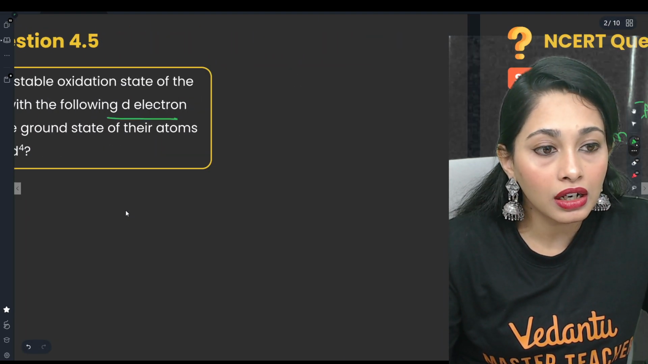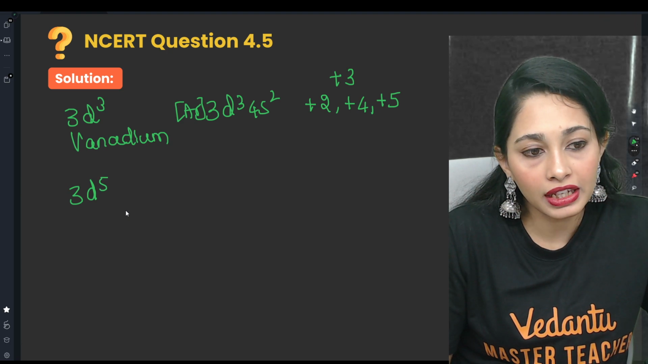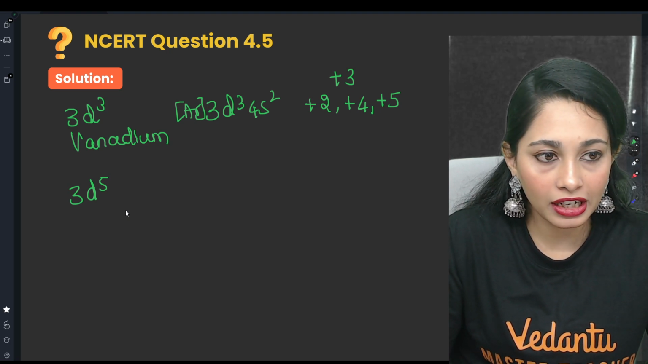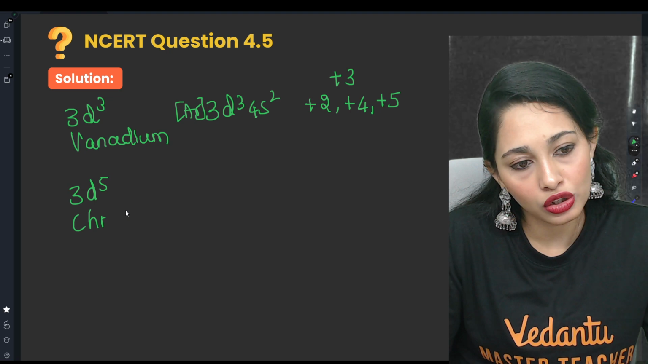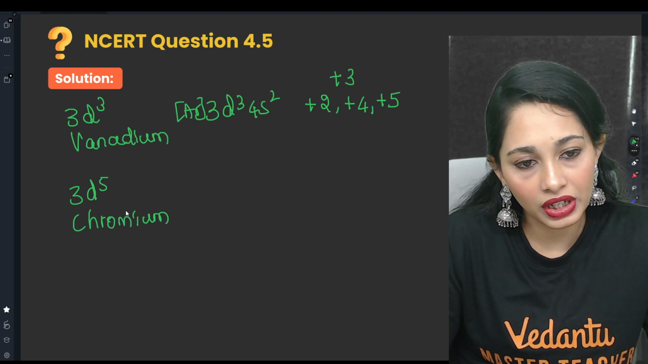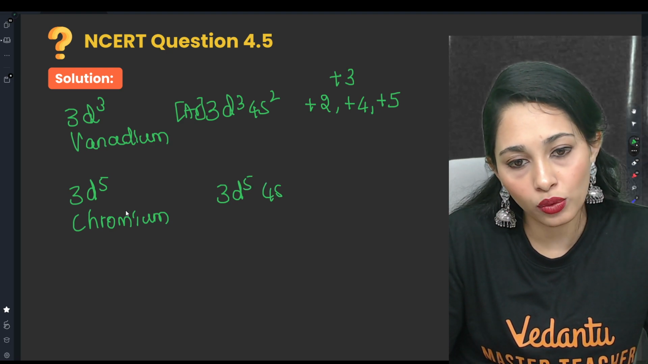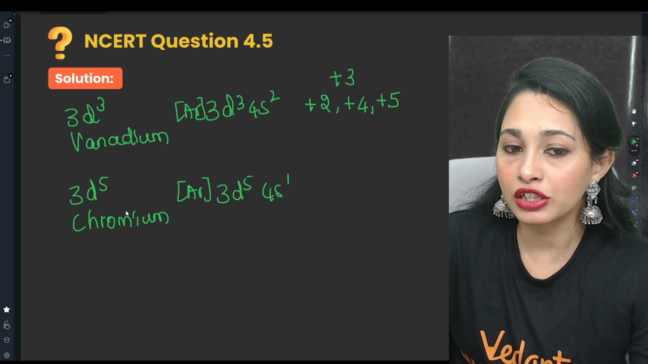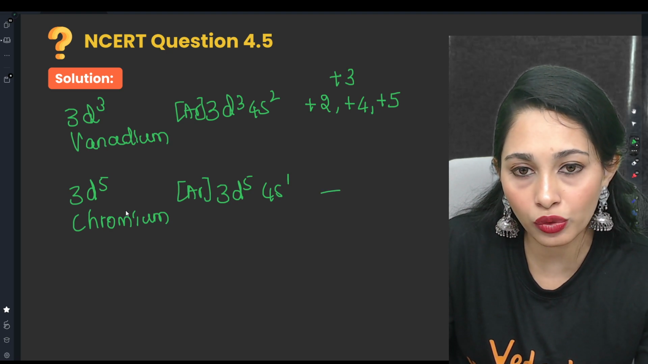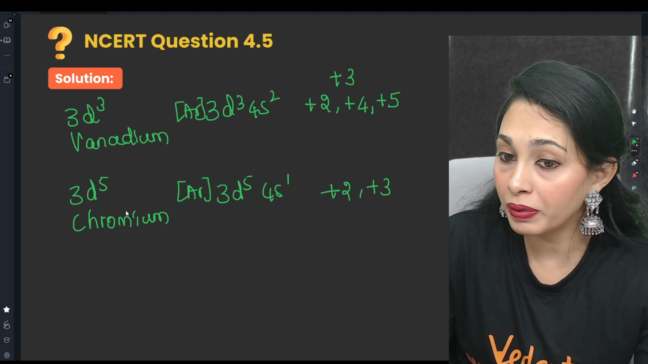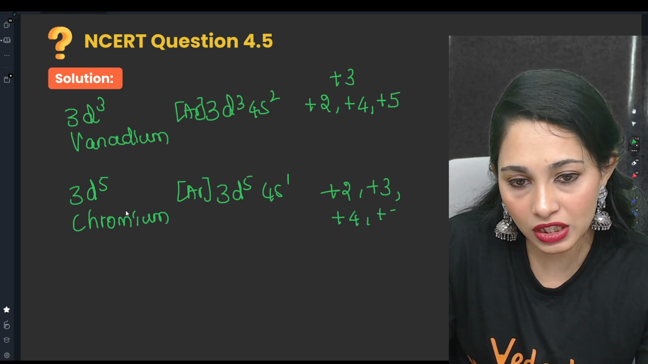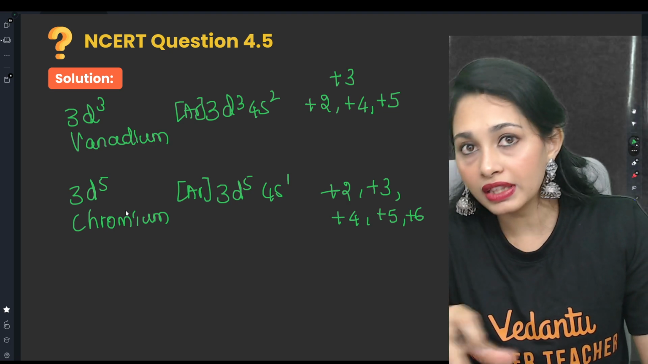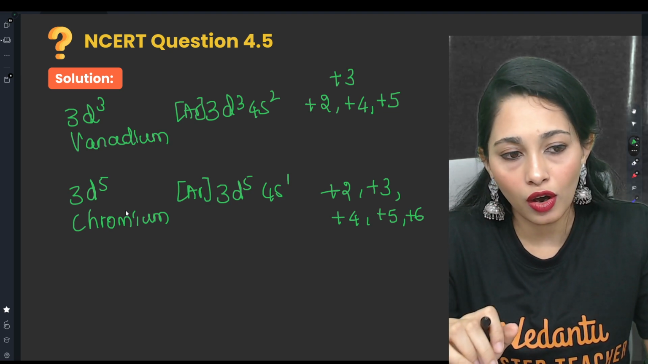And then we have 3d5. So whose electronic configuration is it? It can be chromium. It has 3d5 4s1, argon 3d5 4s1. So what will be the stable oxidation states in case of chromium? It is going to show +2, +3, +4, +5 as well as +6. So +6 when we remove all the electrons from 4s and 3d orbital.